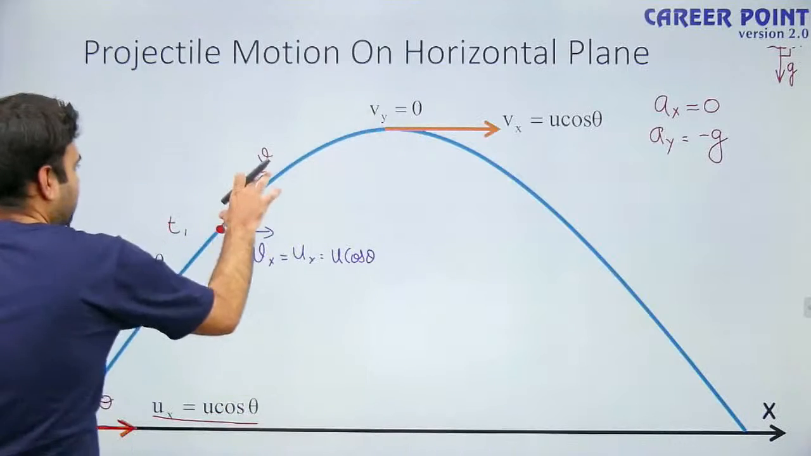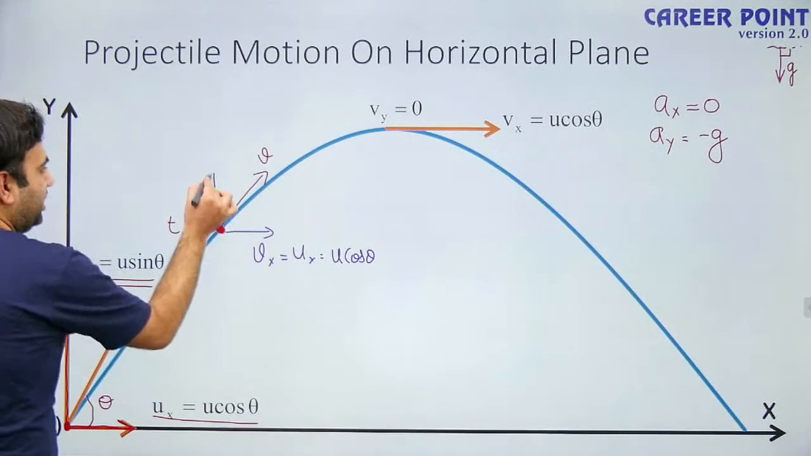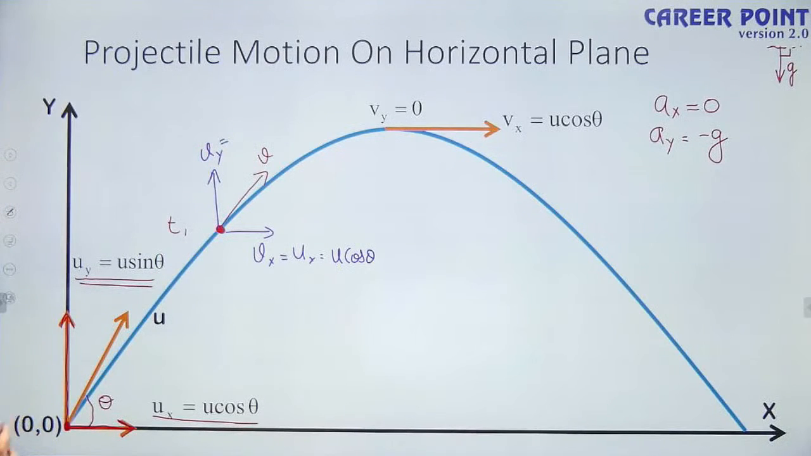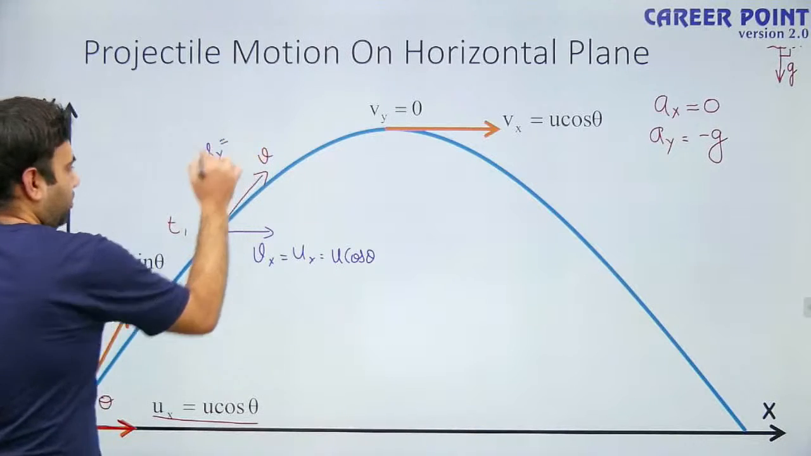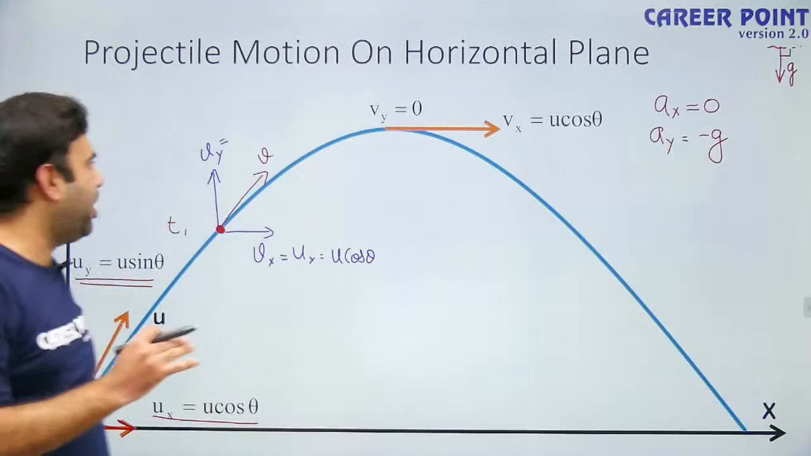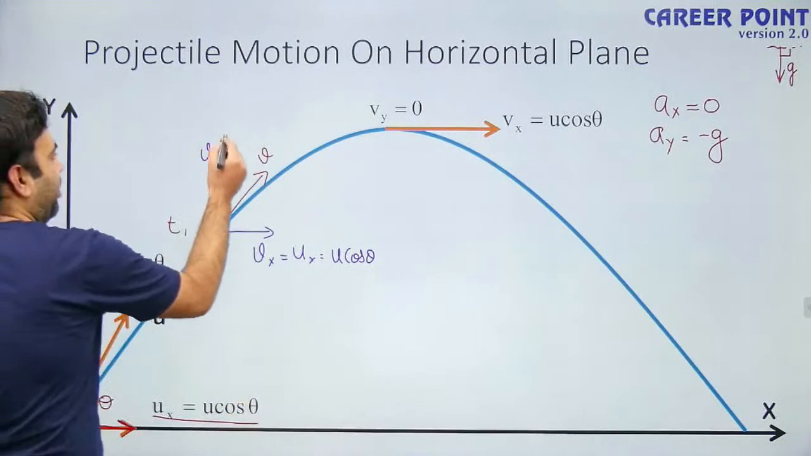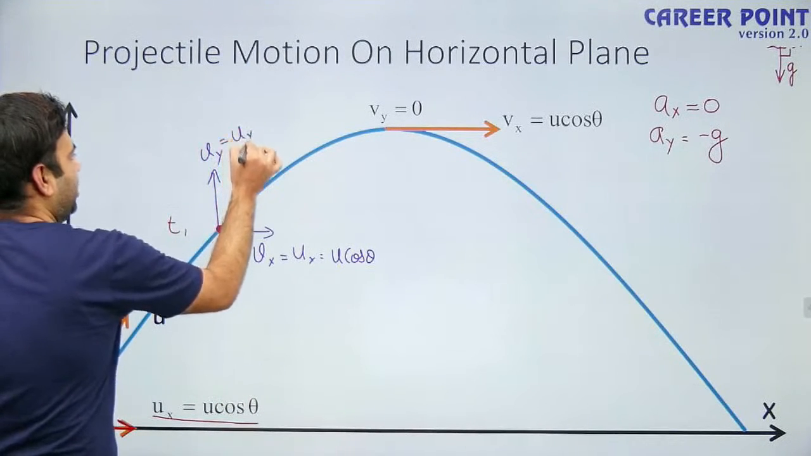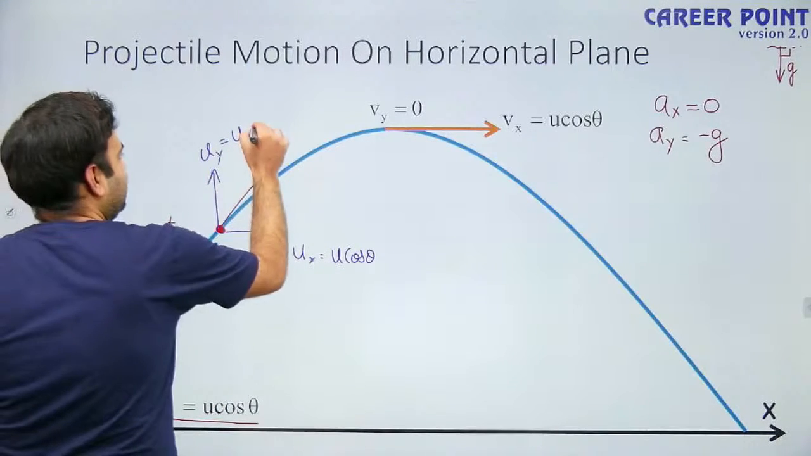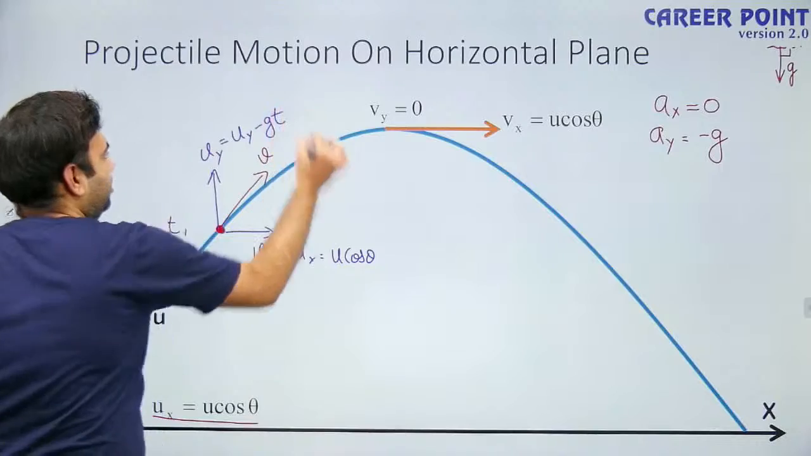So I will say this y component of velocity at any time, which is vy, we can apply equations of motion. If I apply equation of motion in y direction, I will get final velocity in y direction is equal to initial velocity in y direction plus acceleration into t, and acceleration is equal to minus g, so vy equals uy minus g into t.